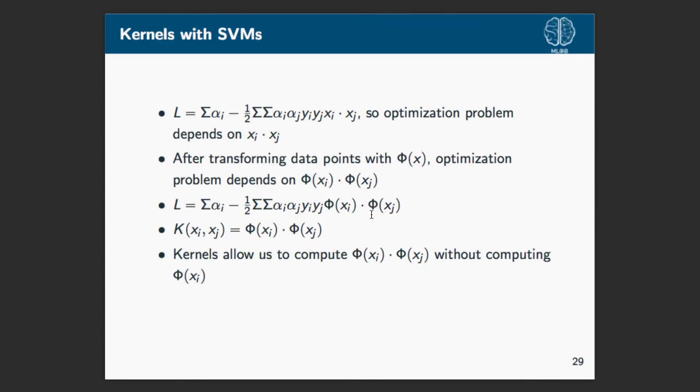The kernel will have some special properties that allow this computation to be really easy. And now, once I define the kernel to be this, I can just plug in the kernel here. And now my new loss looks like that.